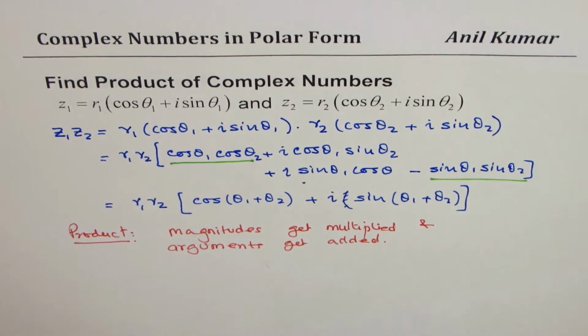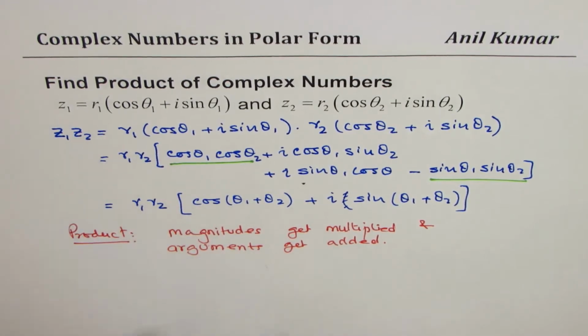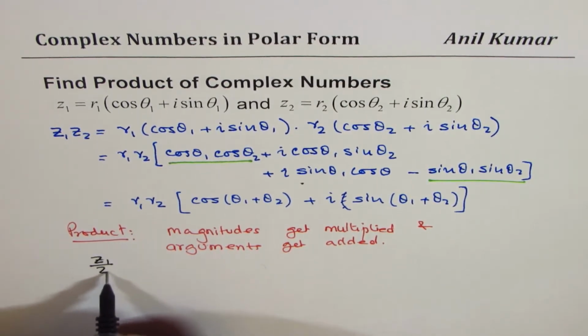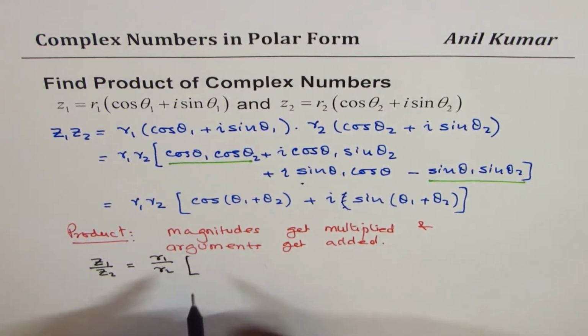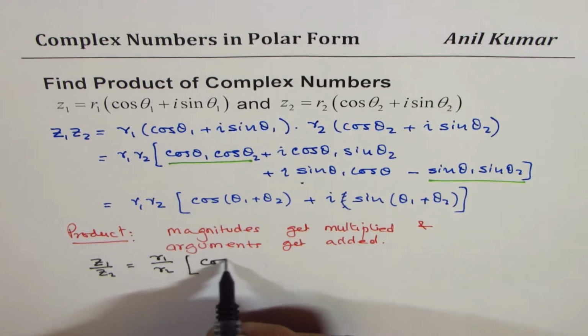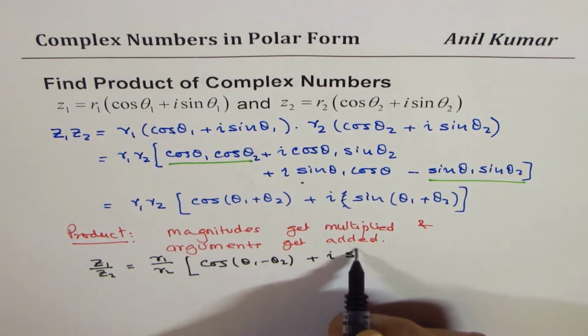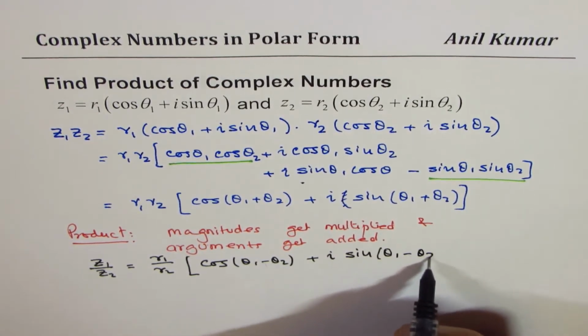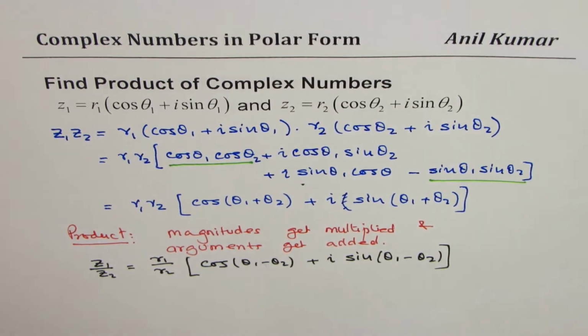Now you can actually pause the video and also find the quotient. So if you do the quotient of these two, that is z1 over z2, what do you expect? We'll expect r1 over r2, and the angles get subtracted. So we get cos of theta 1 minus theta 2 plus i sine of theta 1 minus theta 2, right? So you'll find that in complex numbers written in polar form, multiplication is very straightforward and simple. Let's move on and really see how we get that.